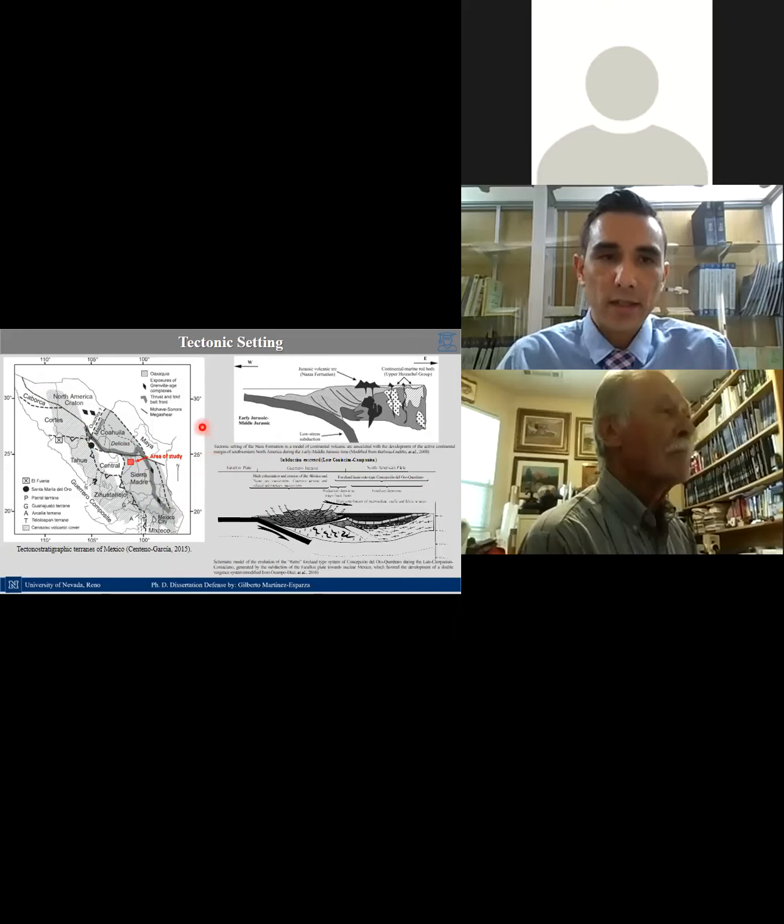So basically, the tectonic events that allowed the stratigraphic column in the area start during the Triassic. So we have during the early Jurassic and middle Jurassic, volcanic arc style that allowed the deposition of the Nazas formation, evidenced by a volcano-sedimentary sequence in this portion.